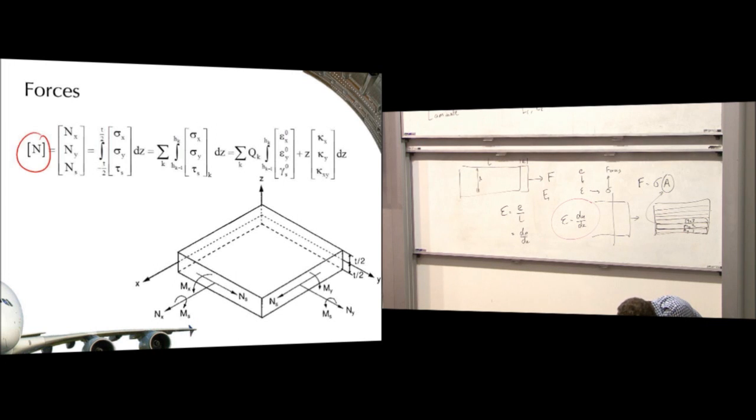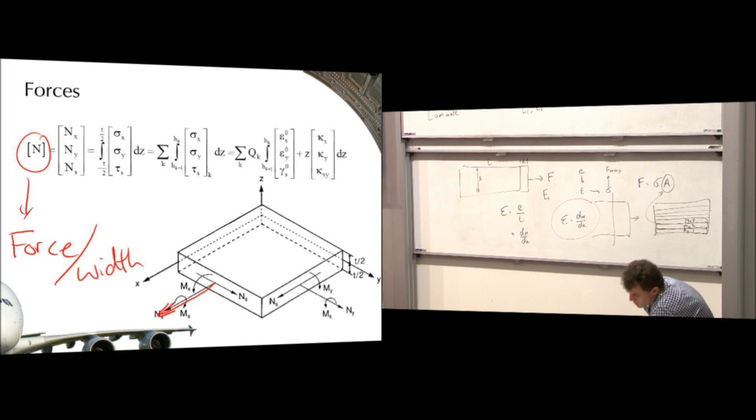So we have here forces. This N is a force per width. Because we don't know how big our cell is, we could have this cell half as big or twice as big. But we want force per width. We don't want force on its own. To do that, we integrate stress through the thickness, and we get this relationship.